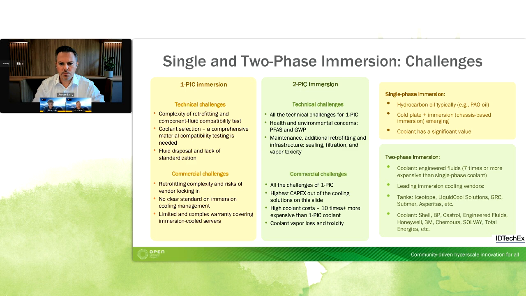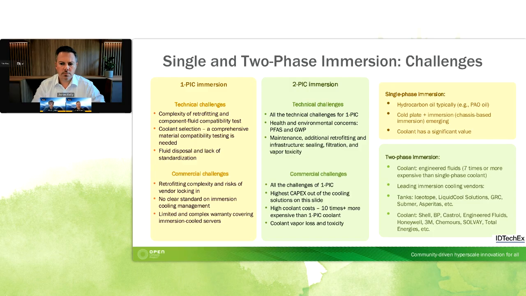And this slide essentially shows an overview of the single and the two-phase immersion cooling. But this presentation will be primarily focusing on direct-to-chip cooling. So I will quickly skim through this slide and then jump to the next one, just in the interest of time. So for immersion cooling, there are several similar challenges.